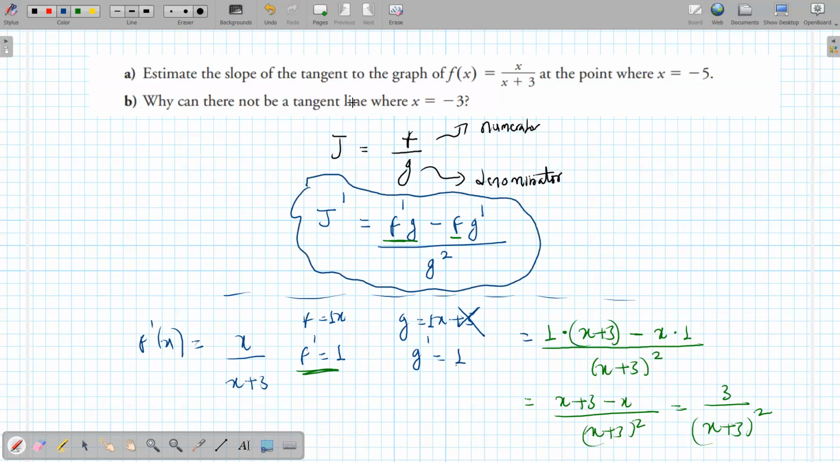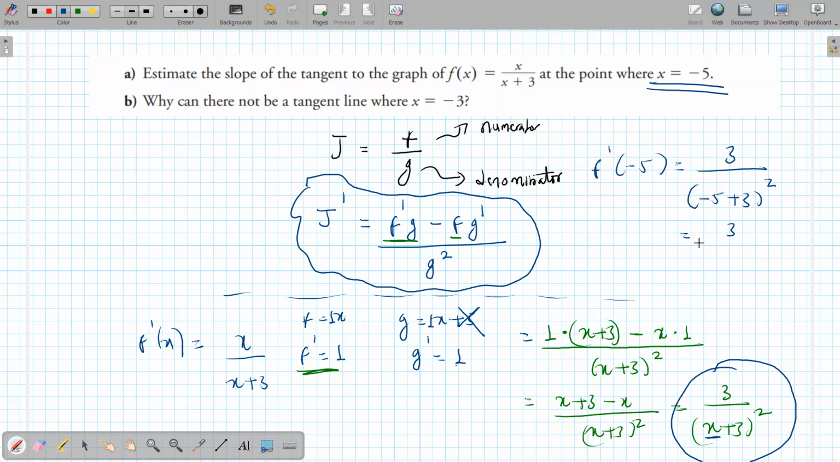Now, all we have to do to answer part A is to find f prime of -5. This right here is f prime, or the IROC function. We just have to replace this x with -5. So you get 3 over -5 plus 3 squared. You get 3 over -2 whole squared. That's 3 over 4, that's 0.75. That's the exact same thing that we had when we did plus minus 0.01. Okay?